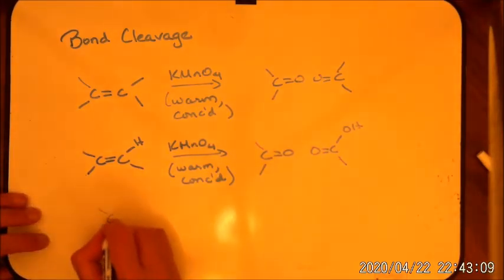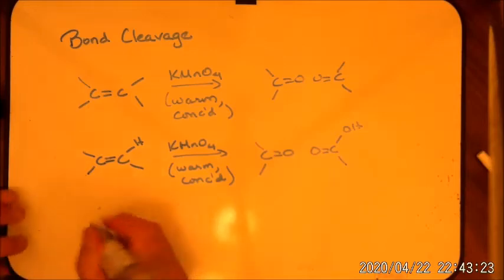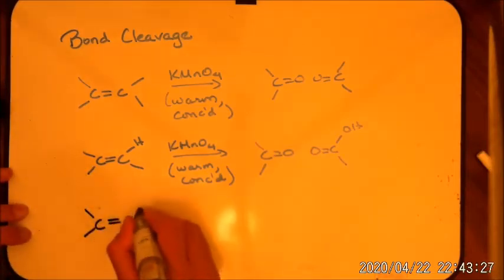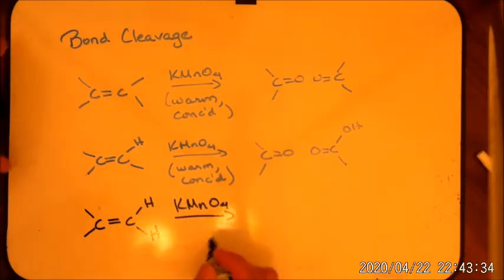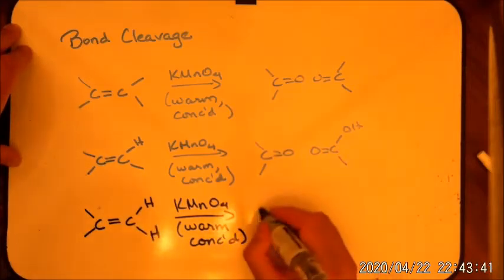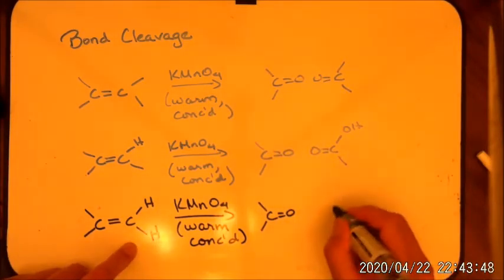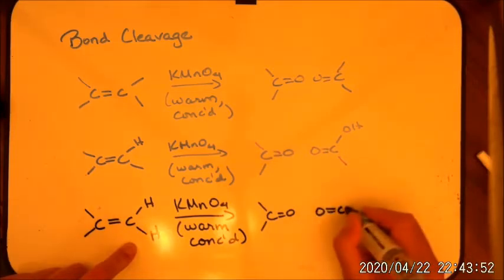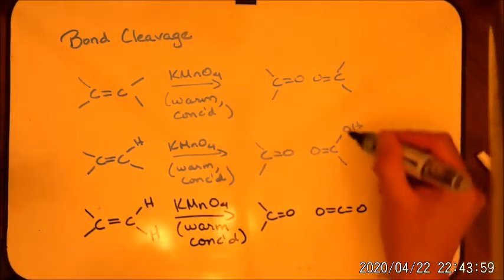Okay, and if I had a terminal alkene, you get your carbonyl compound here, but on this side it goes all the way, it oxidizes all the way to carbon dioxide and water. Okay, what happens if I don't want to go all the way to my carboxylic acids or to carbon dioxide?